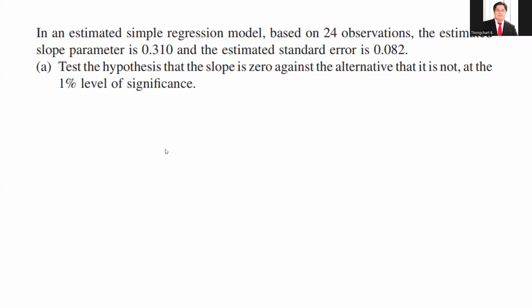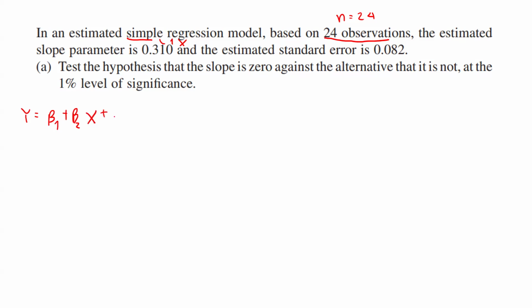Okay, first homework is this: in an estimated simple regression model based on 24 observations, so n equals 24. The estimated slope parameter. Simple means you have only one x, so the equation is y equals beta 1 plus beta 2 x plus error.